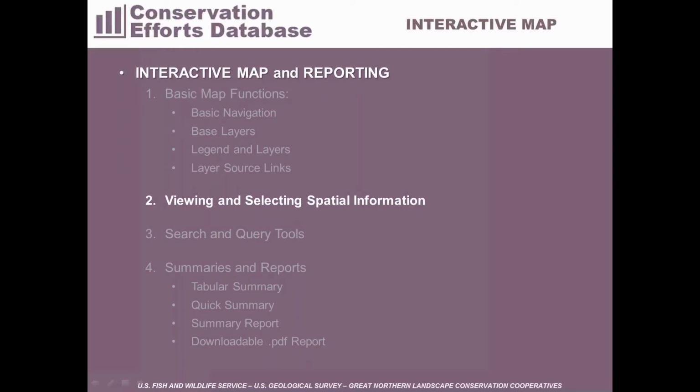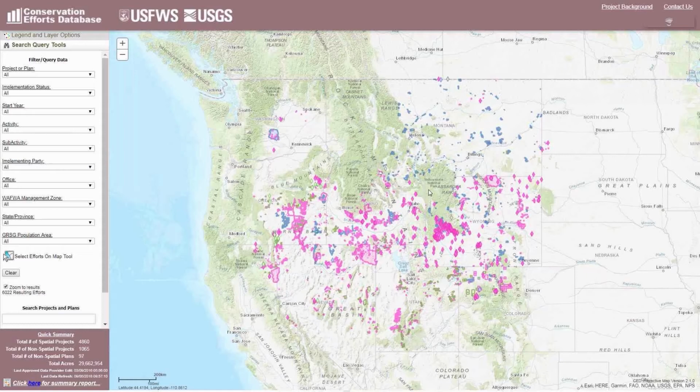So now I'll go over the viewing and selecting spatial information portion. So users have the ability to click any point, line, or polygon on the map and bring up a pop-up. That pop-up will have various high-level summary information.